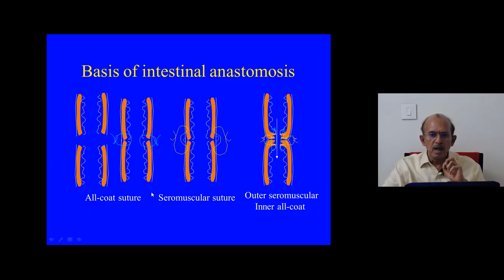So an inner all coat suture, outer seromuscular suture. This is the procedure you follow in intestinal anastomosis. So any intestinal anastomosis usually is performed by the two-layer technique: an inner all coat layer of suturing and an outer seromuscular layer of suturing. Did you follow this?